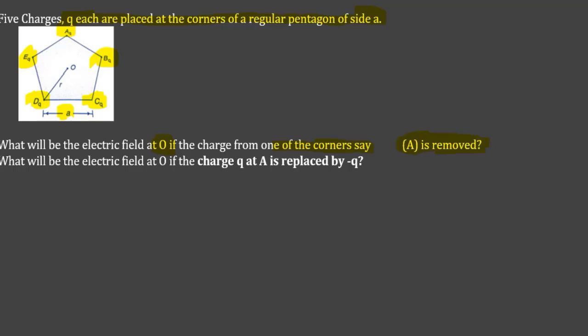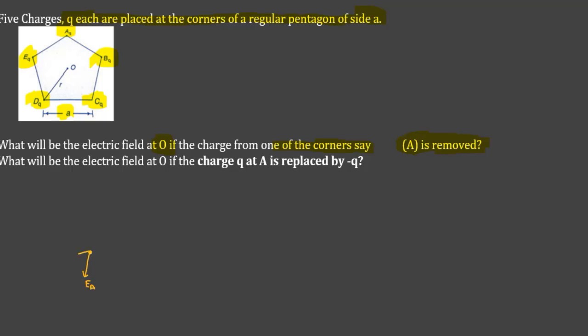So if any charge at the corner is removed, they are asking what the electric field is. So all are positive charges. Imagine at point O, the direction of the field will be like this, based on A.